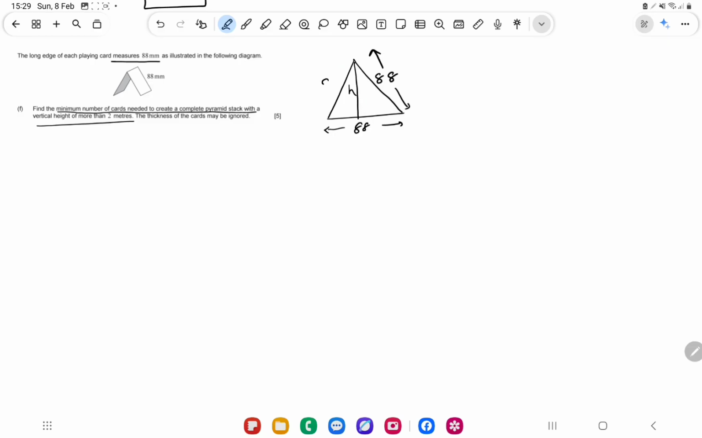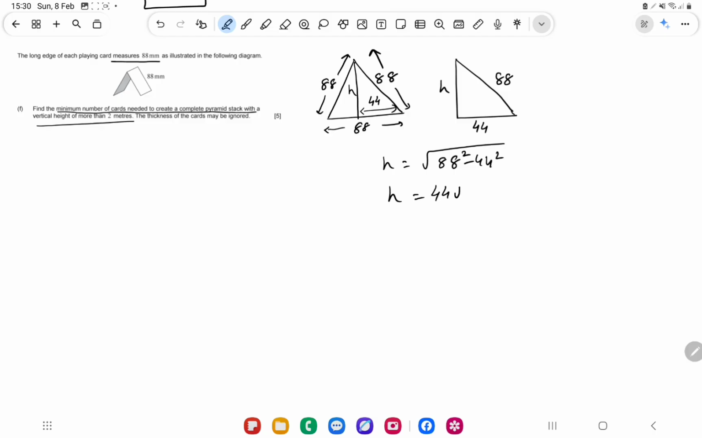Since this will also be 88, since it is an equilateral triangle, I can say that this is nothing but 44. It's half of the entire base. So now I can apply Pythagoras theorem in this, where it is 88, it is 44, this is h. So my h will be the square root of 88 squared minus 44 squared. So my height will come out as 44 root 3 mm.